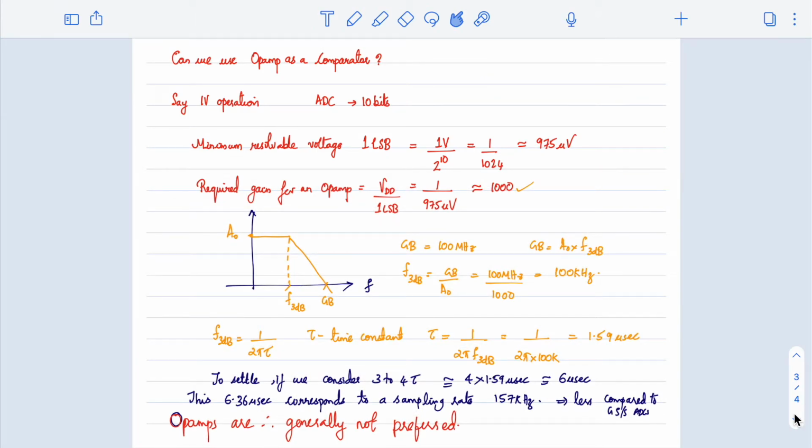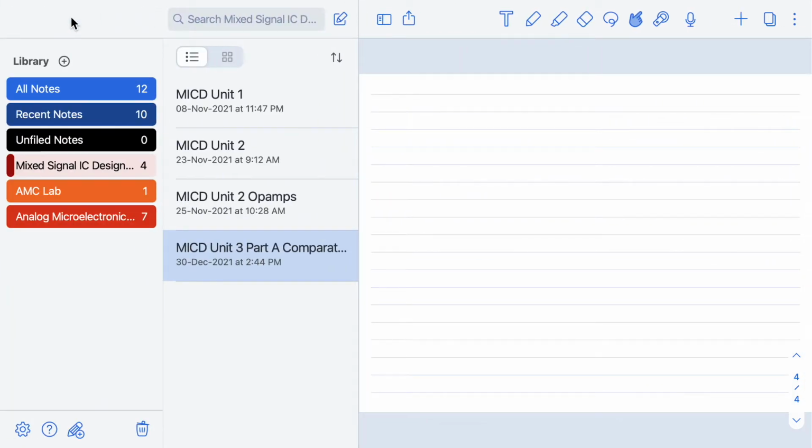So why I am focusing on this point is that the comparators we are going to discuss in this specific unit are not op amp based comparators, but other comparators. But before going to the other types of comparator, let us see how I can use an op amp comparator, generally how people use it. So I'll take that as approach 1. If you have questions, please put them in the chat box.